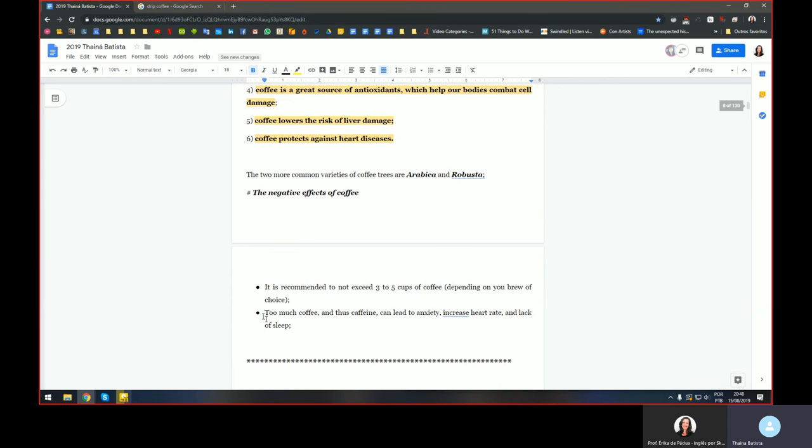Okay, there are two more common varieties of coffee trees, Arabica and Robusta. But there are also negative effects of coffee. As I told you, if you exaggerate or you put too much sugar and cream, something like that, it will not be that good. So it is recommended to not exceed 3 to 5 cups of coffee, depending on your brew of choice. Too much coffee and this caffeine can lead to anxiety, increased heart rate, and lack of sleep.